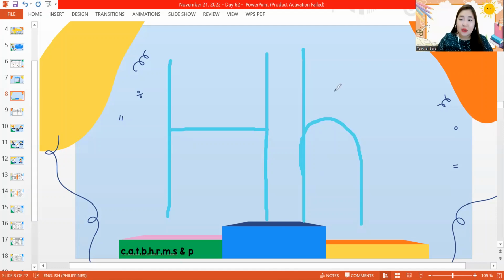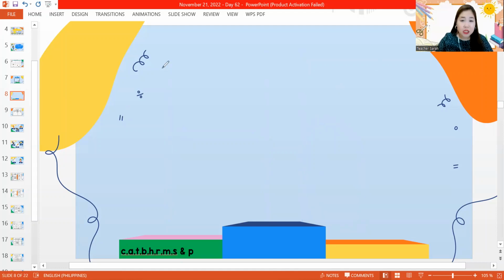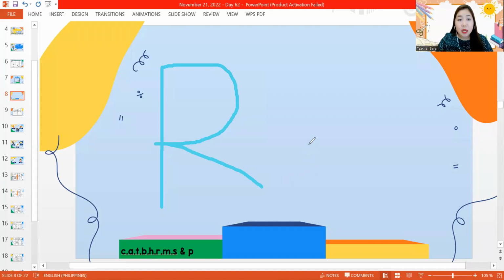Now let's proceed to letter R. We start at the top, make a straight line down, go back up, make a curve to the middle, and kick. Now let's make lowercase letter R. We make a line down, up, and make a curve. Capital and lowercase letter R, the sound of R is R, R.